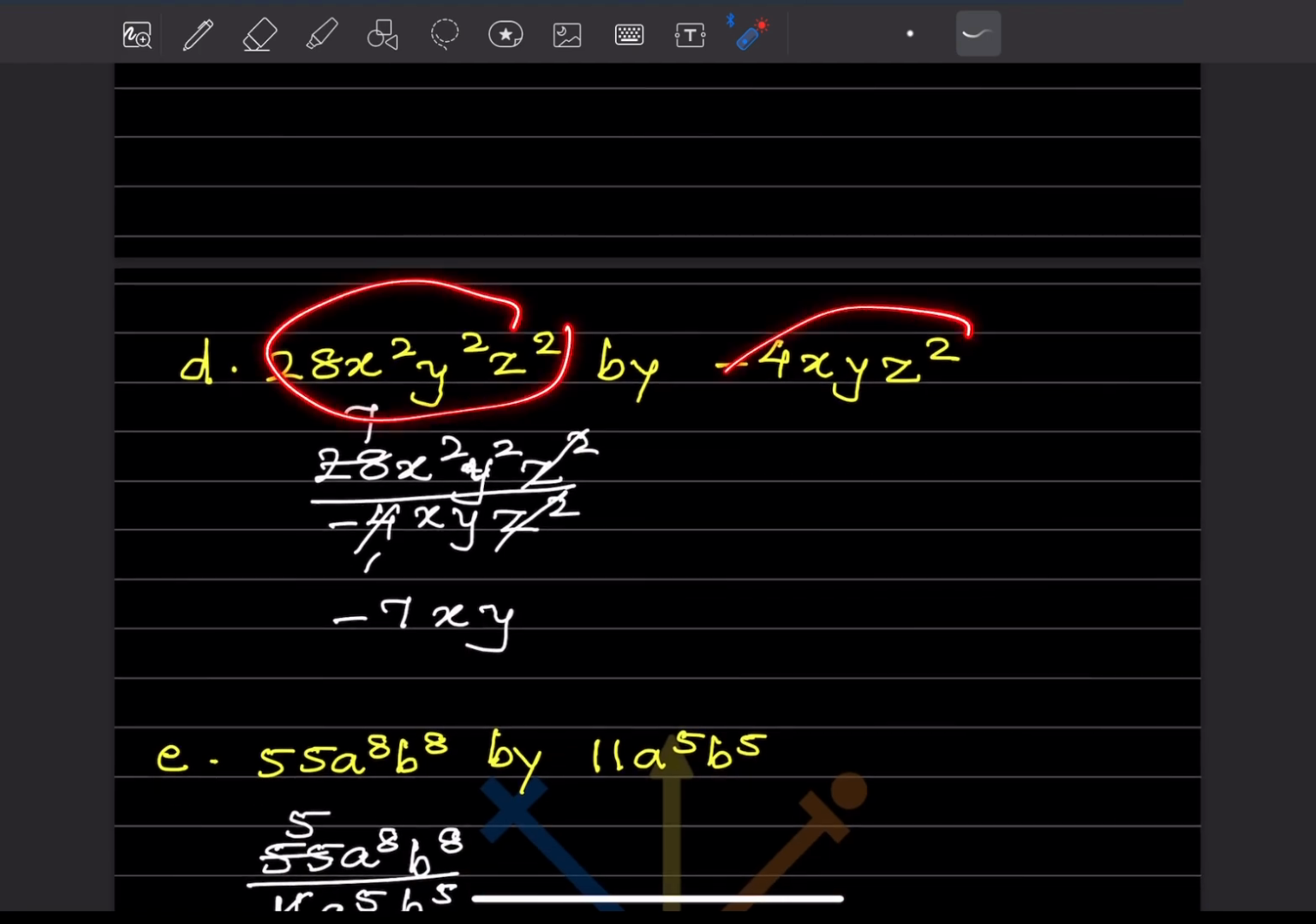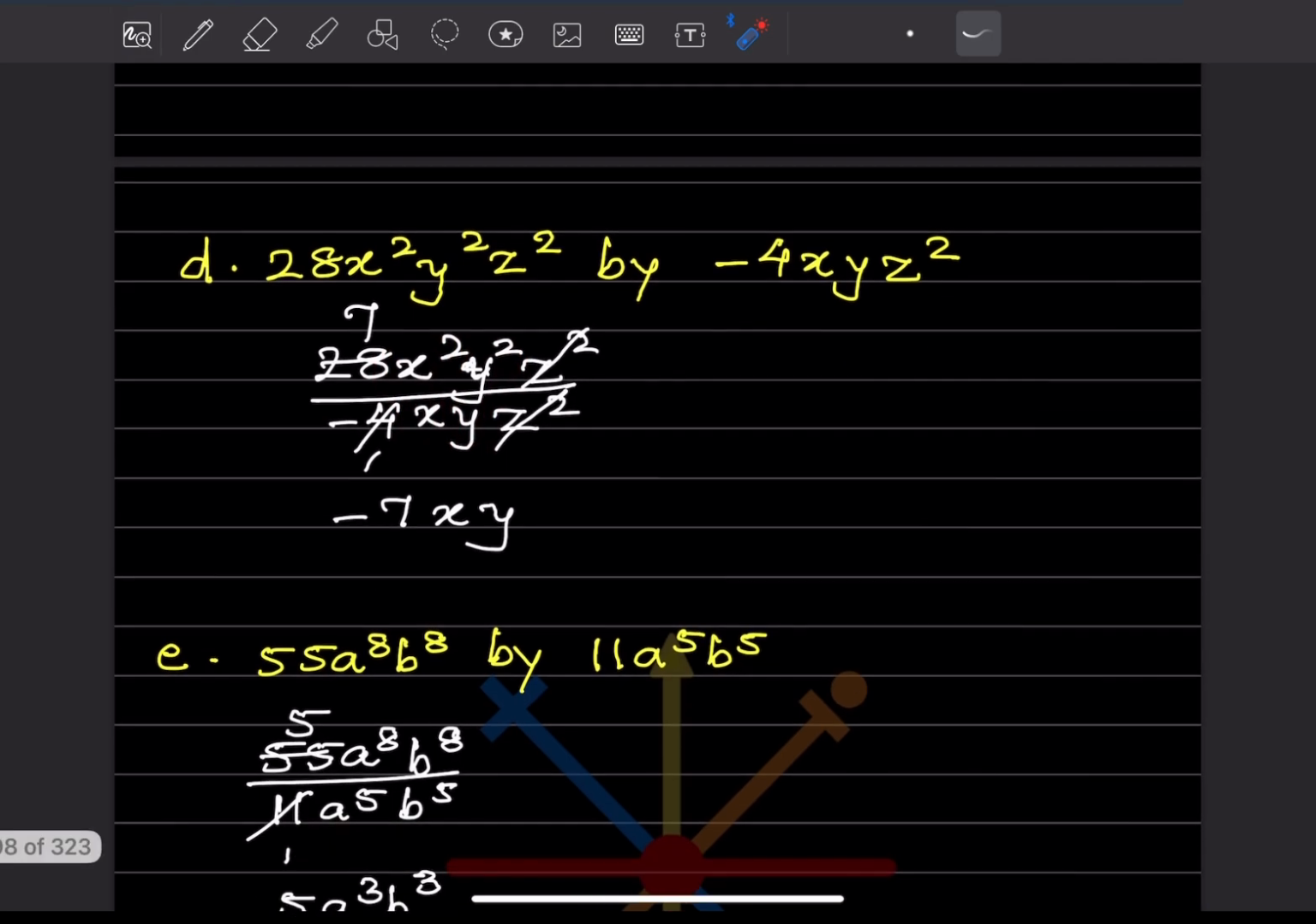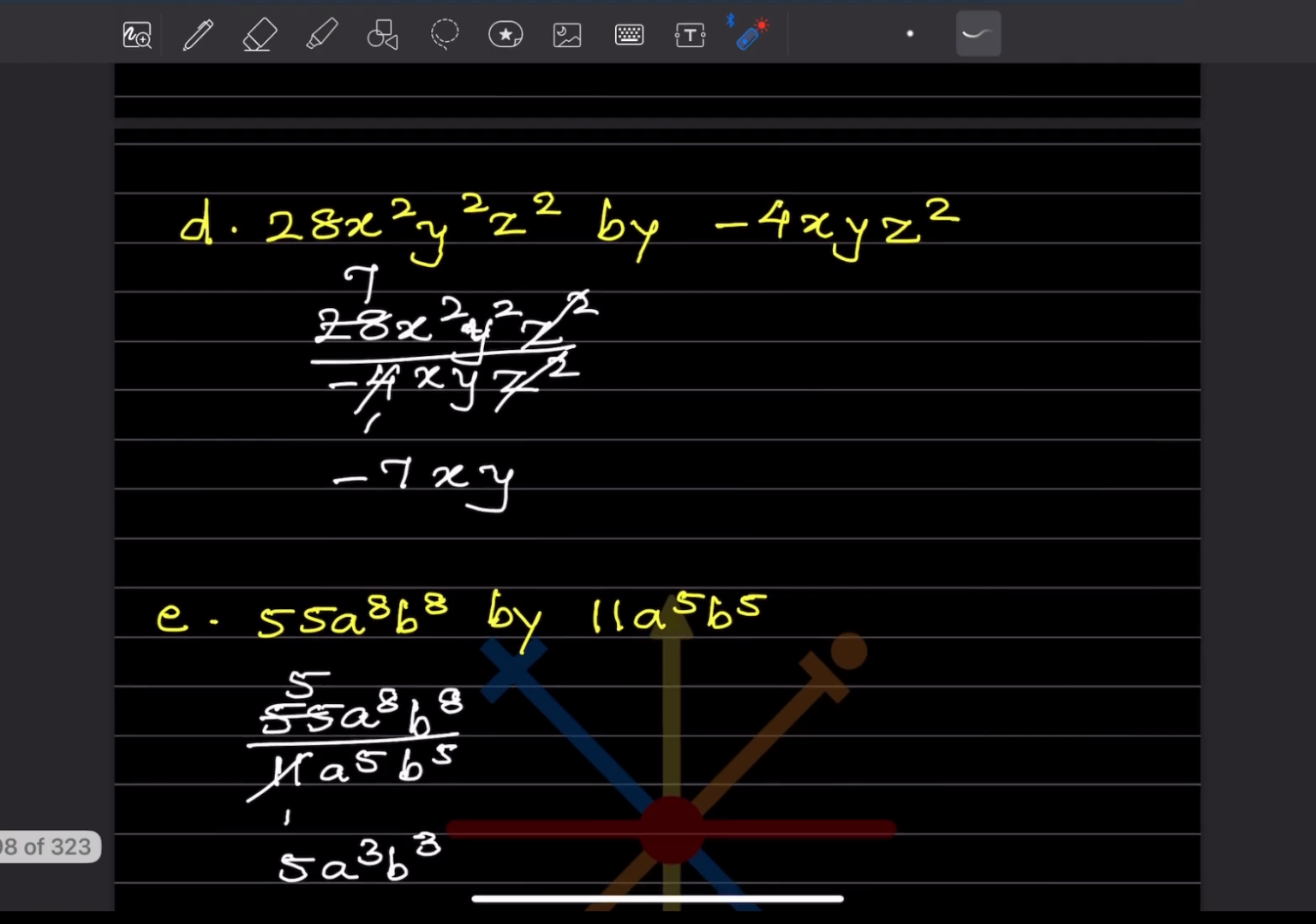Now this divided by this one. So that will be 4 ones are 4, 4 sevens are 28. So this and this we can cancel out because both are squares. This is just going to be x and this is just going to be y. So that will be minus 7xy.